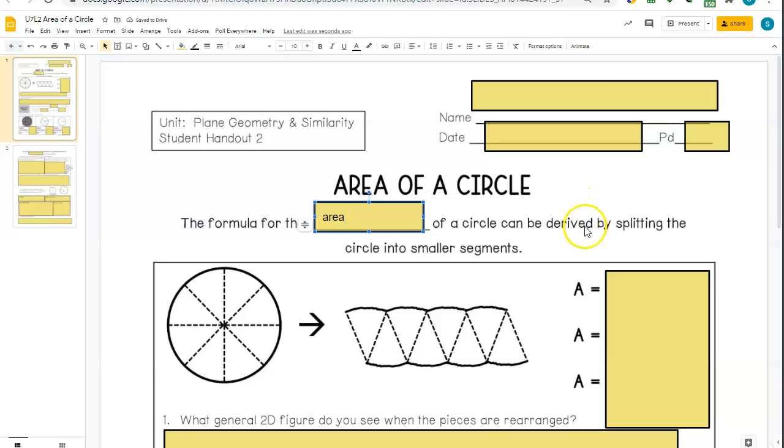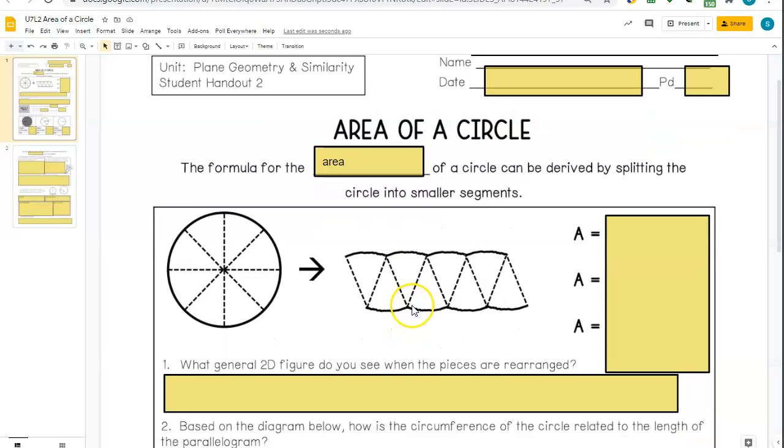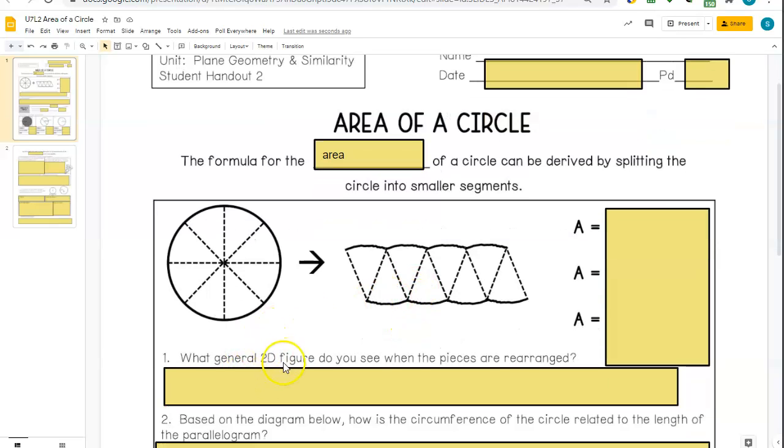And we can derive it, and derive means to sort of figure out by splitting the circle into smaller segments. So we've cut it up sort of like a pizza, and we rearranged it. And we say, what shape does it sort of look like? Well, it looks like a parallelogram, which you probably learned about last year, and the area of a parallelogram equals the base times the height, right?